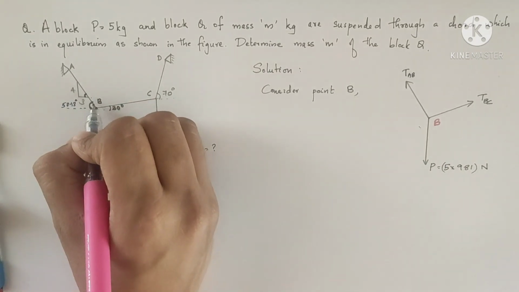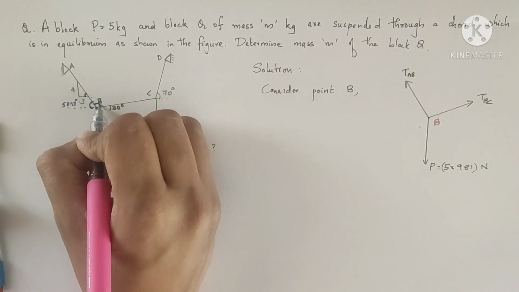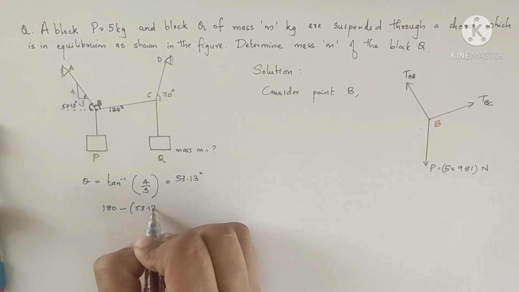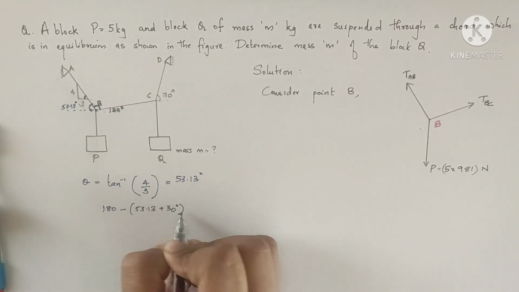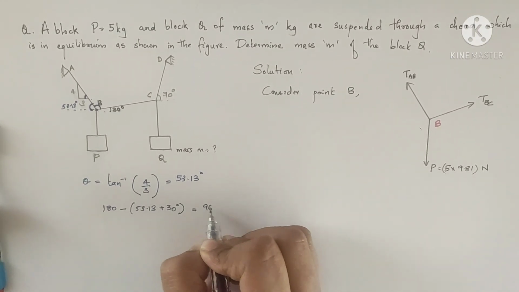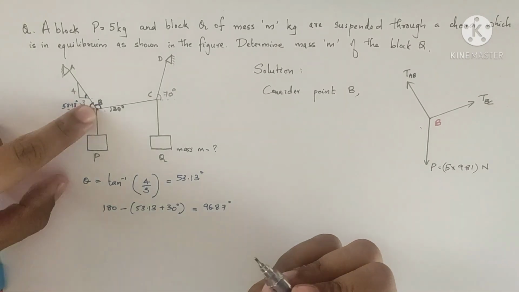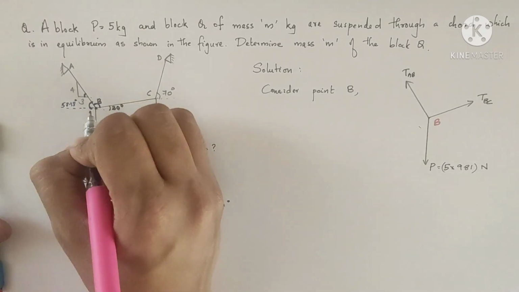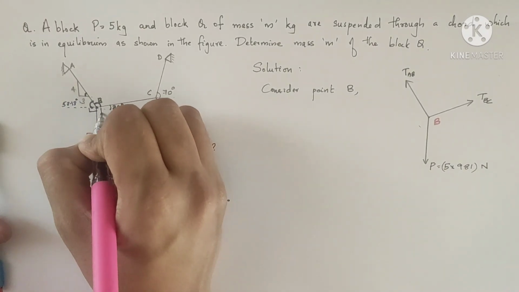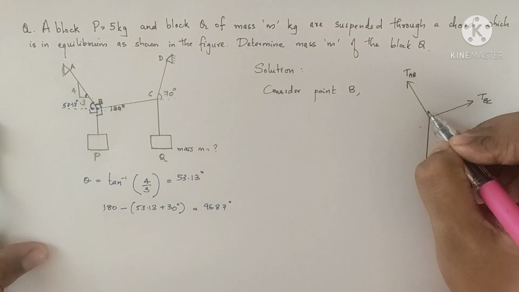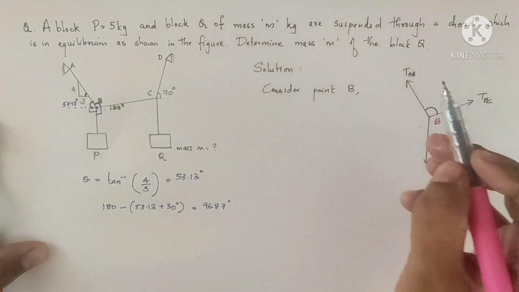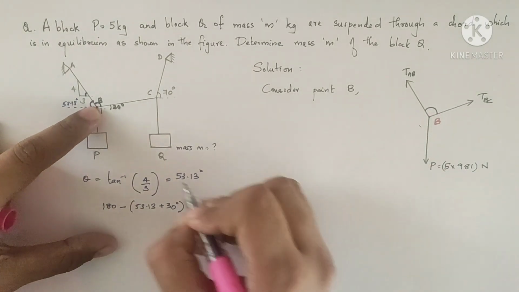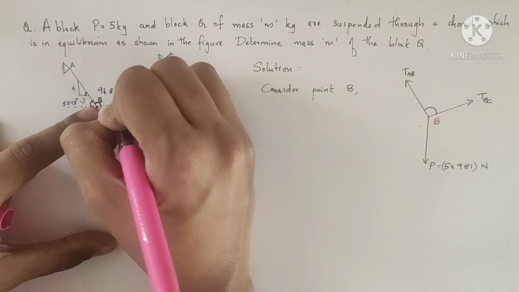Now we can find this angle. 180 minus 53.13 degree plus 30 degree, and that is equal to 96.87 degree. So at the point B, we have found all the unknown angles. This is already 90 degree. So we can find this entire angle. The angle between TAB and TBC we've already found out, 96.87 degree.